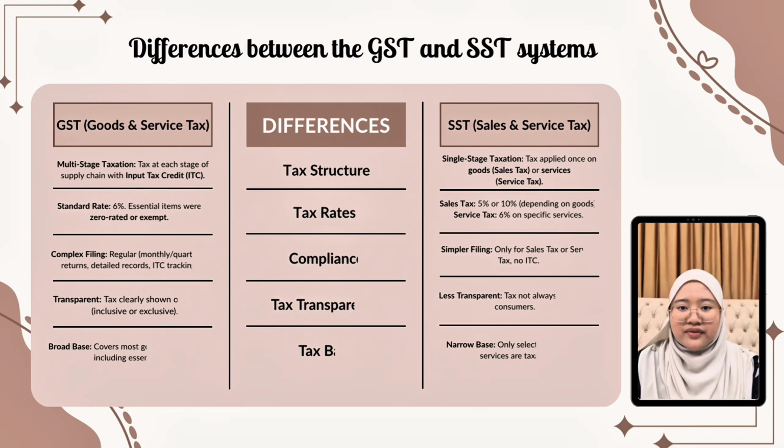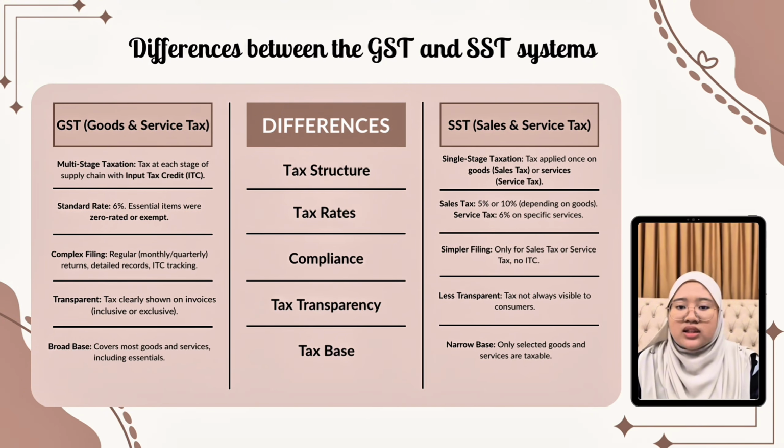Now let's look at the differences between the GST and SST systems. The first one is the tax structure. GST is a multi-stage tax. It means tax is added at every level of the supply chain. Businesses can also claim back some tax. SST is a single-stage tax. It is only charged once, either on goods or services.